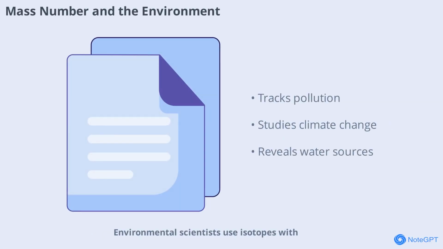Environmental scientists use isotopes with specific mass numbers to track pollution, study climate change, and understand natural processes. For example, oxygen and hydrogen isotopes in water can reveal information about past climates and water sources. Mass number is a key tool in these investigations.